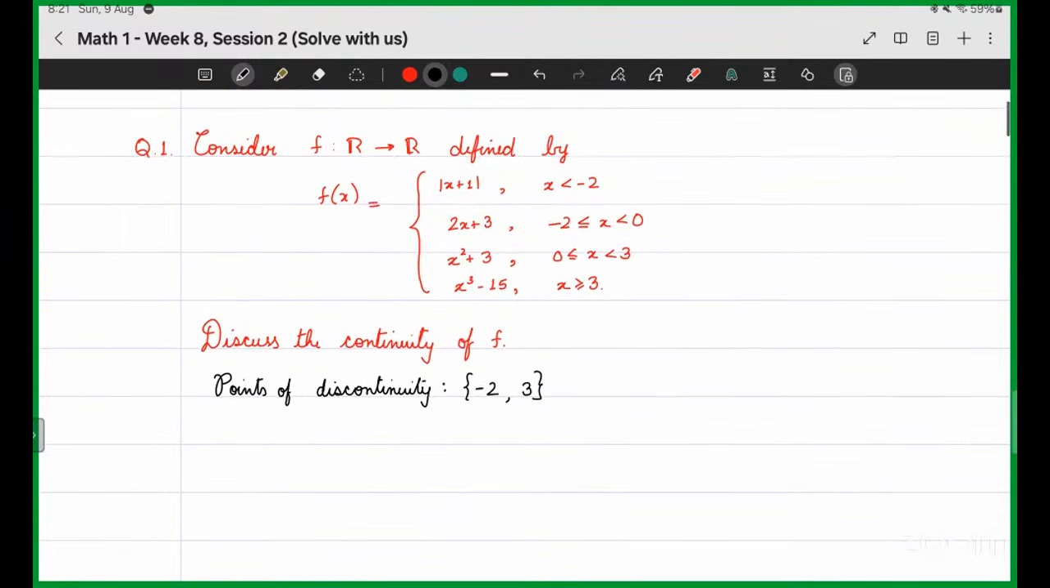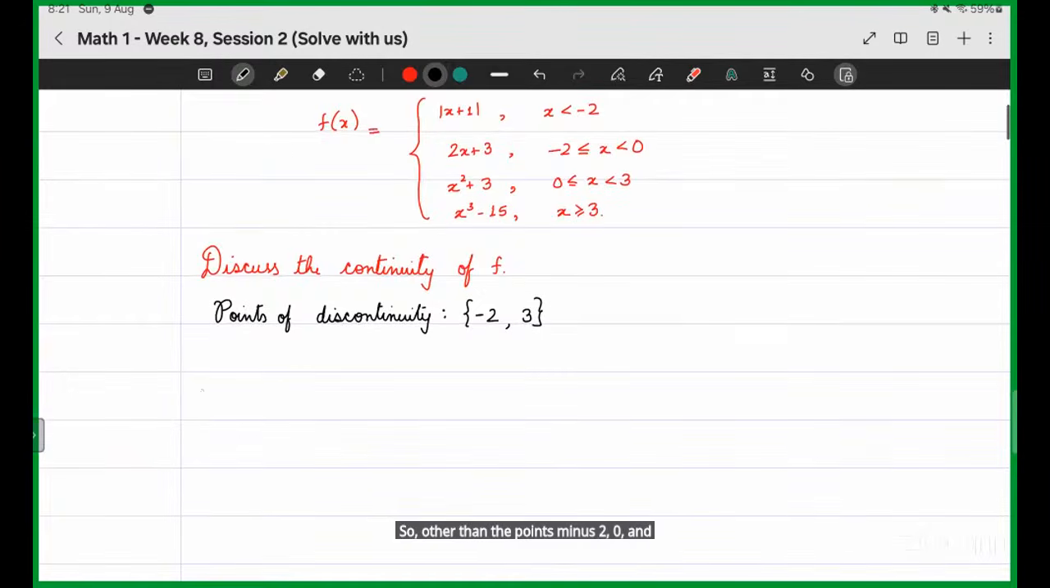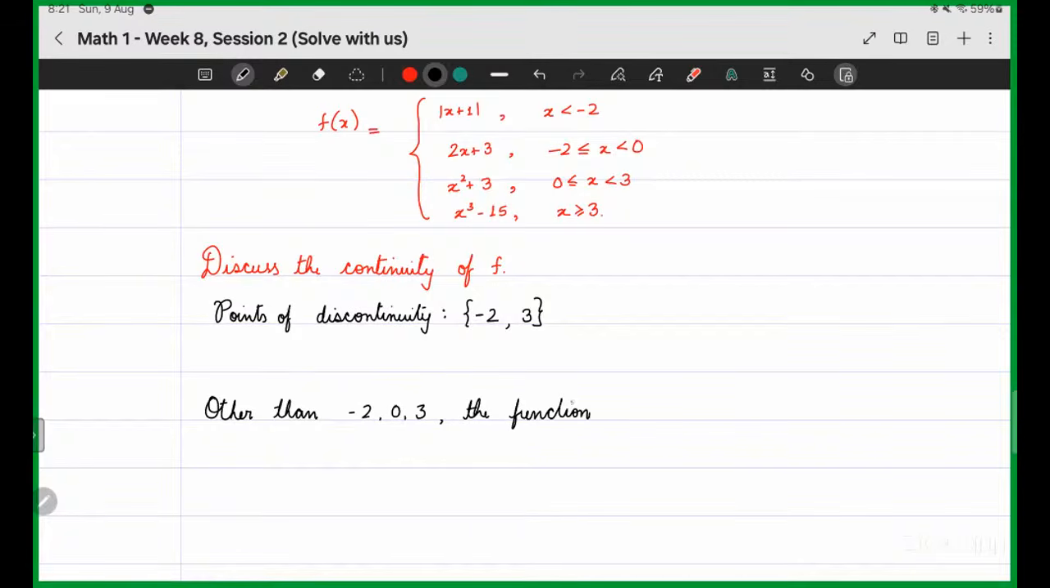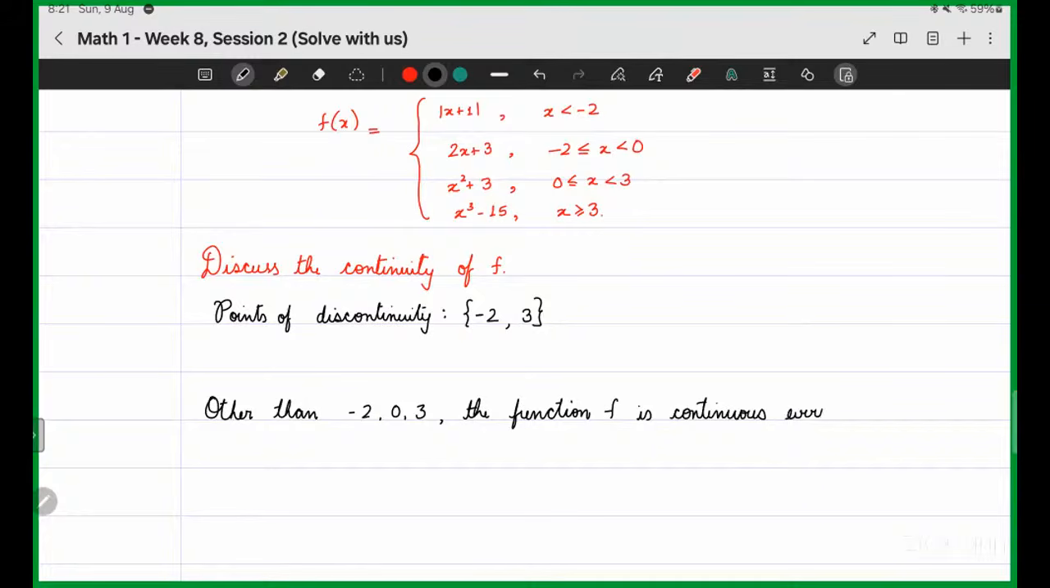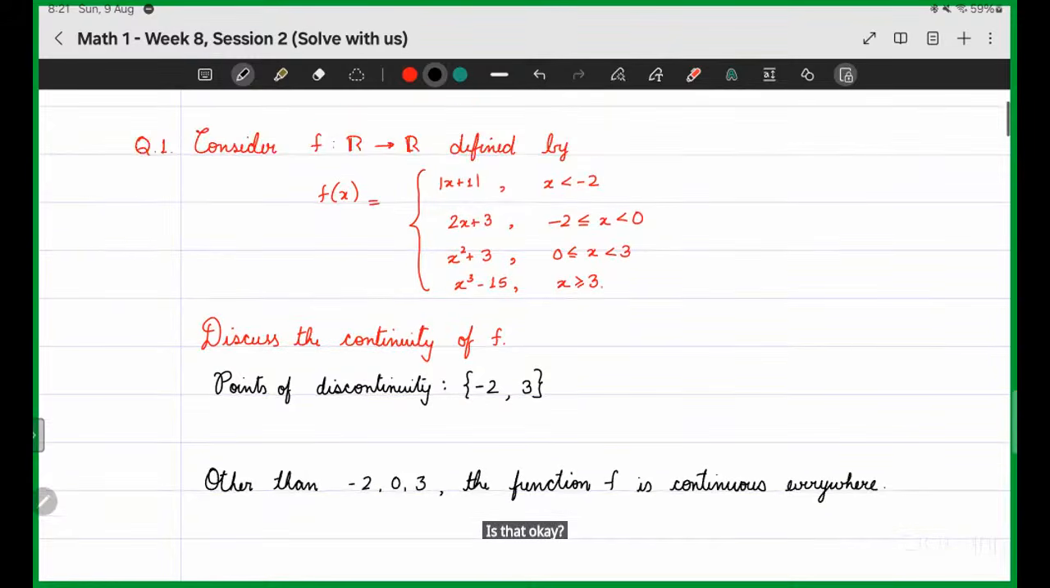So other than the points -2, 0, and 3, let me make the statement. Is this statement okay? Other than -2, 0, 3, the function f is continuous at every point. I'm not saying that it is discontinuous at these 3 points. I'm saying that other than these 3 points, the function is definitely continuous at all other points. Is that okay? Yes, sir.